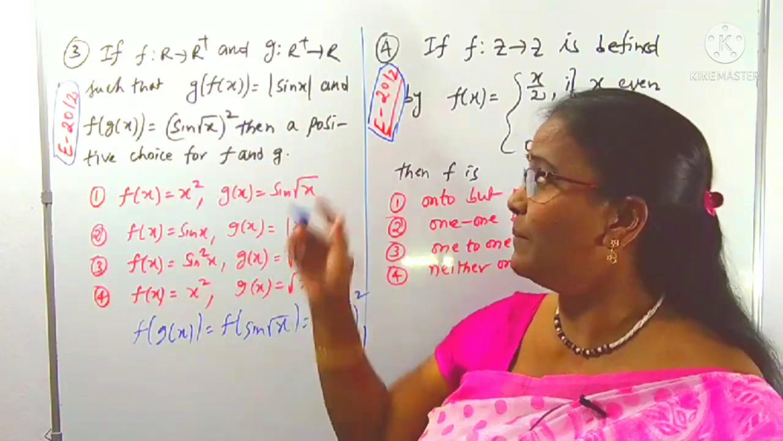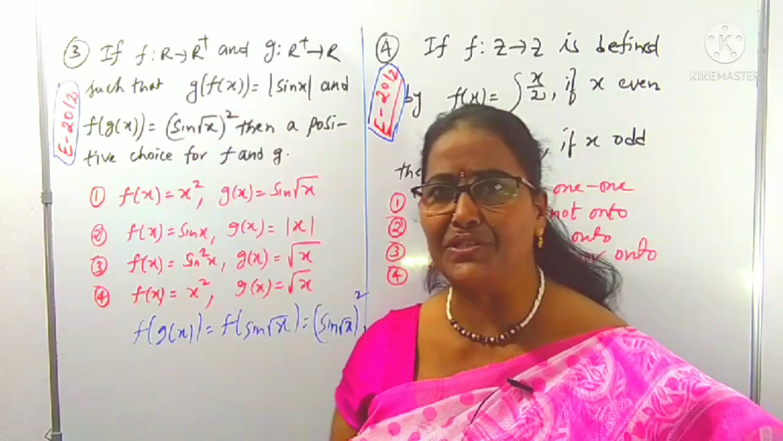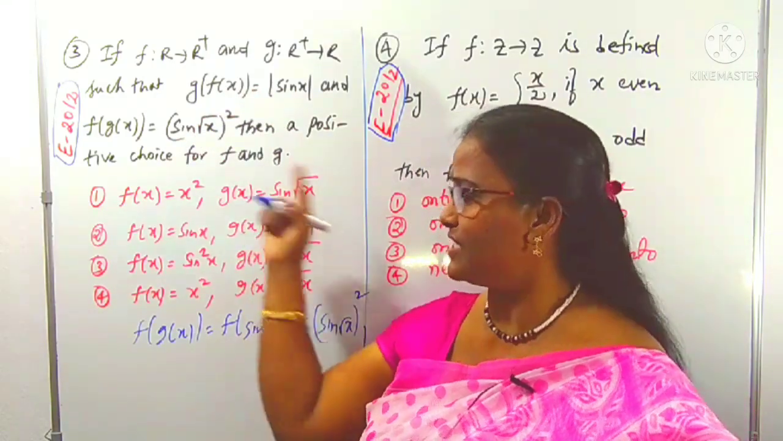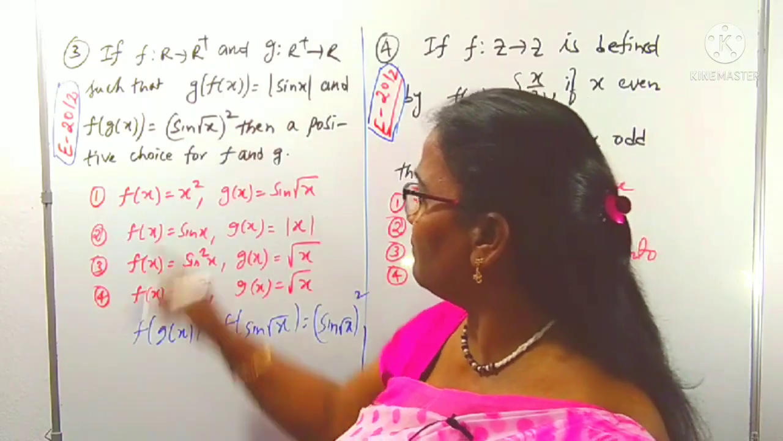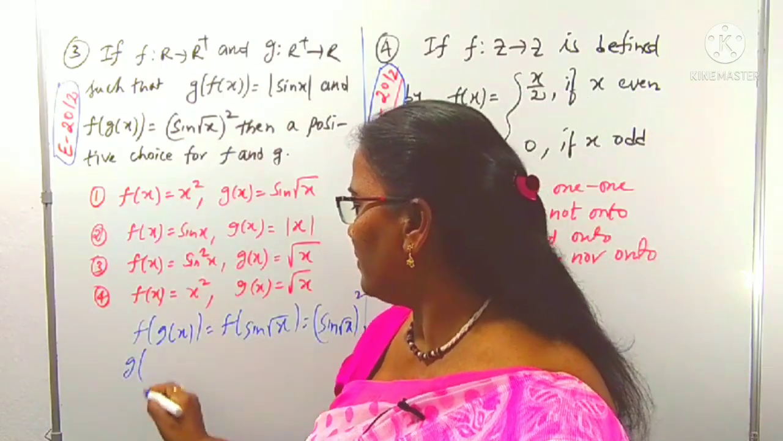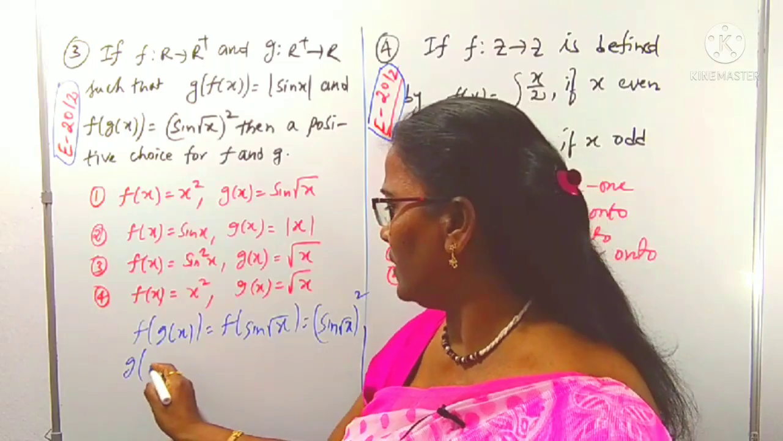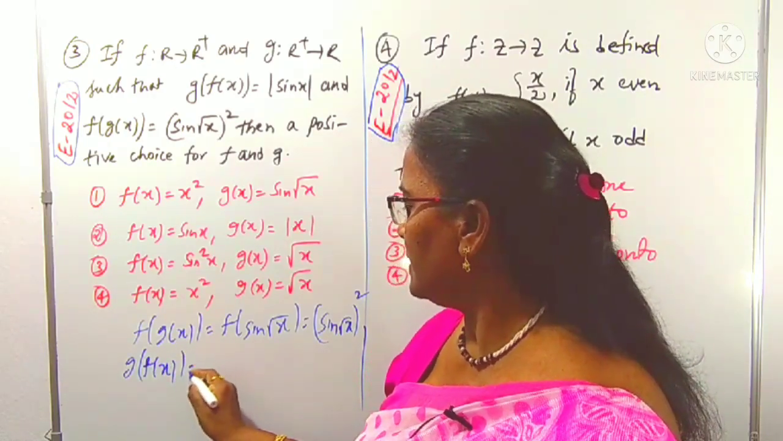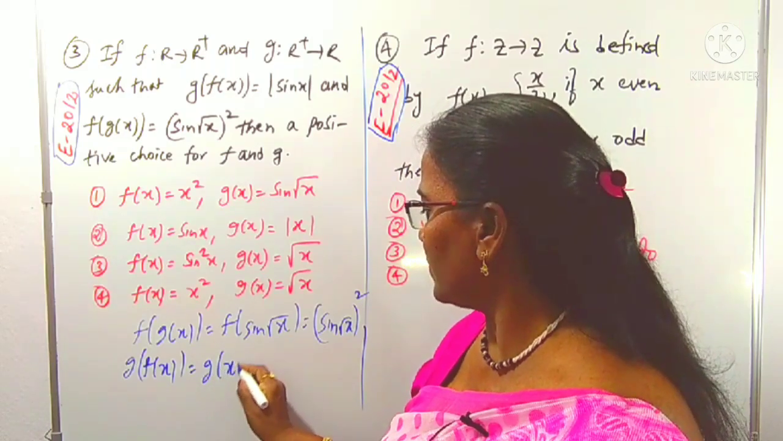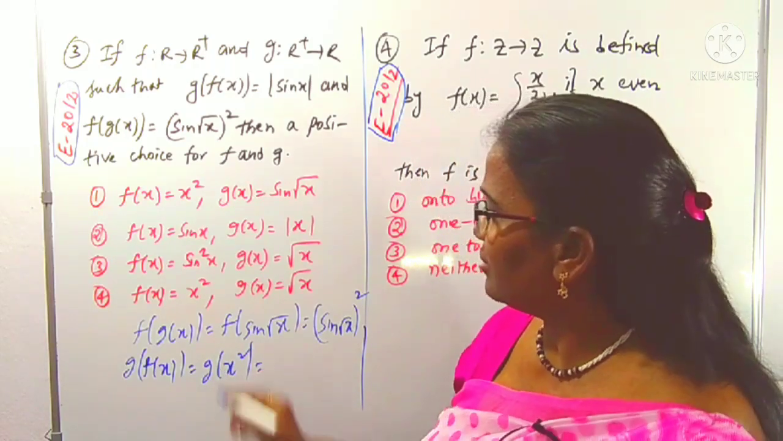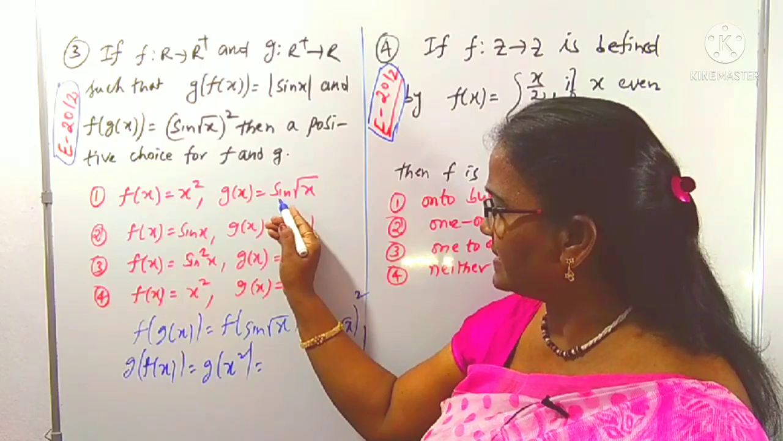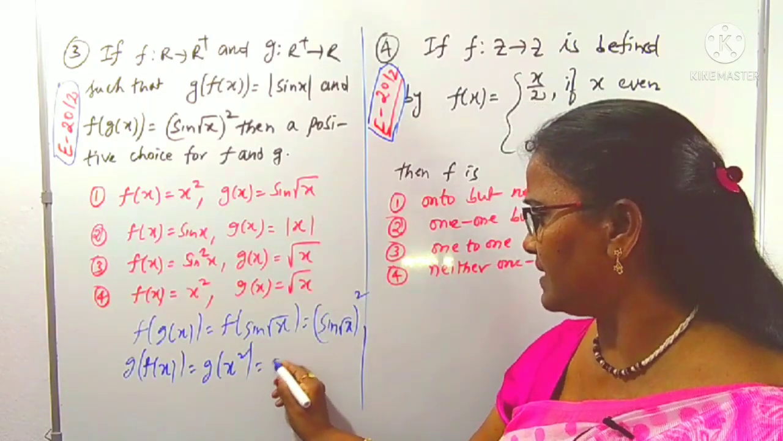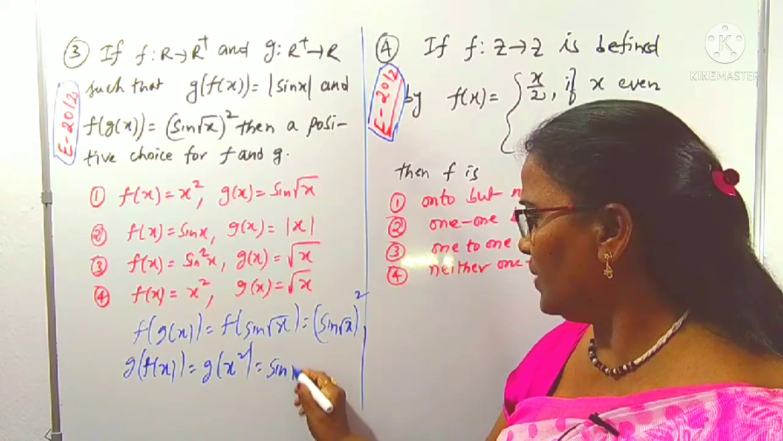It is true, maybe. But you have to consider the next one also: g of f of x. That is also true, then only the first option is correct. Now consider g of f of x. What is f of x here? x square. So g of f of x is g of x square. In place of x we can write root x, that means sine root x square.